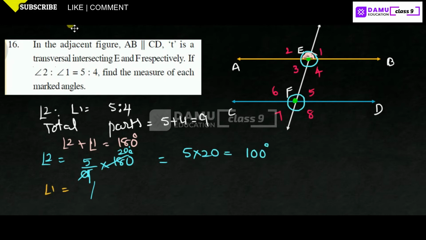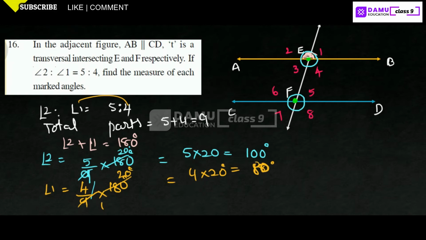Then angle 1 will be equal to 4 parts for angle 1, out of the total of 9, into 180 degrees. That is 20 degrees, then 4 twenties are 80 degrees. So like this, from linear pair and vertically opposite angles, this angle will be equal to this angle and this one will be equal to this.